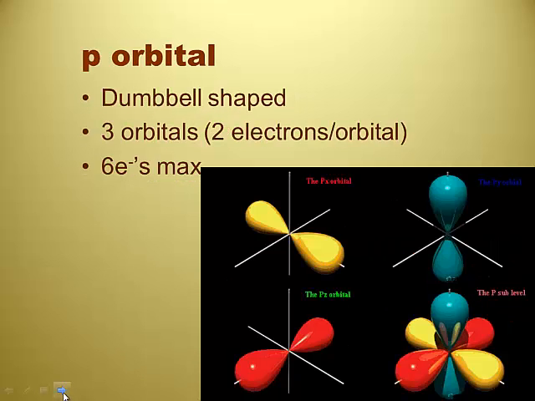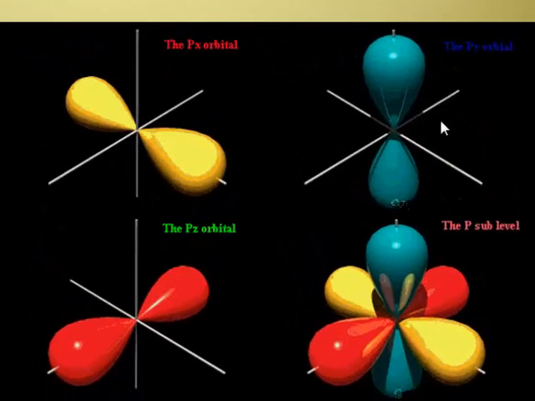Then there's the p orbital. The p orbital's dumbbell shaped, which this looks like a dumbbell, doesn't it? It looks to me like, according to this picture, there's just 3 different dumbbells in different directions. One on the x, one on the y, and one on the z. And is this what it looks like if I put all 3 together at once? Yep, pretty picture.